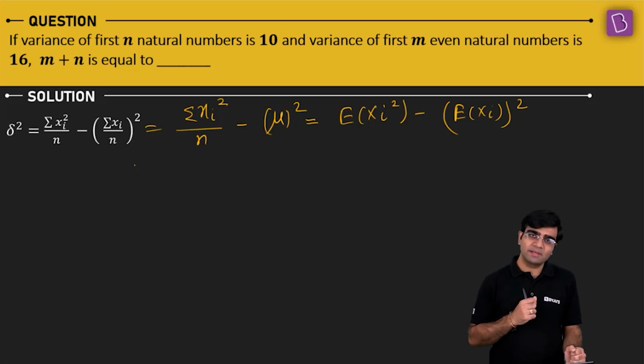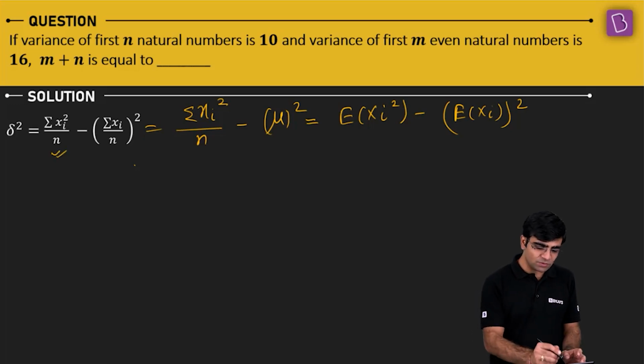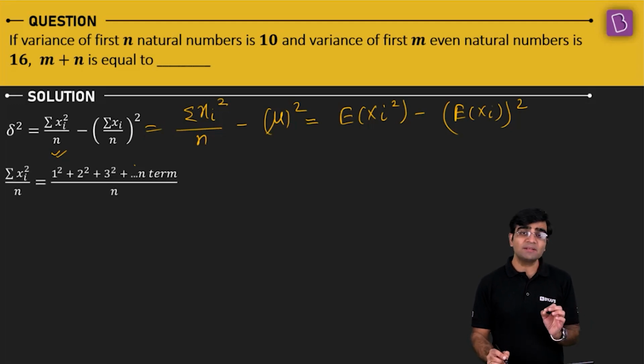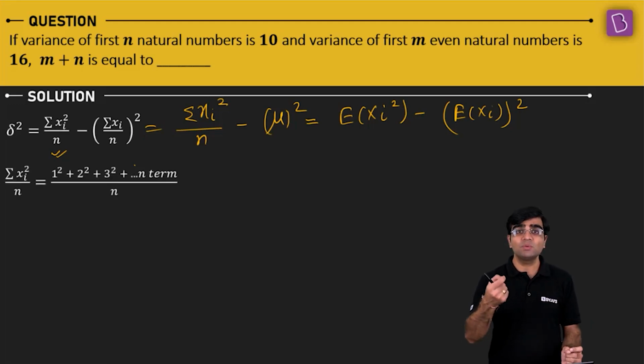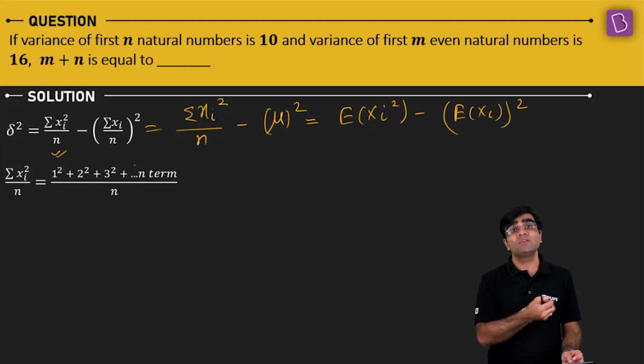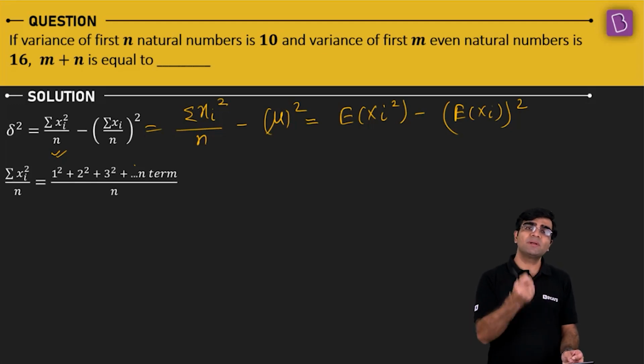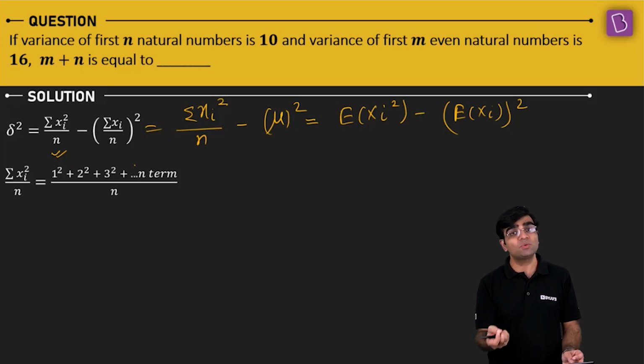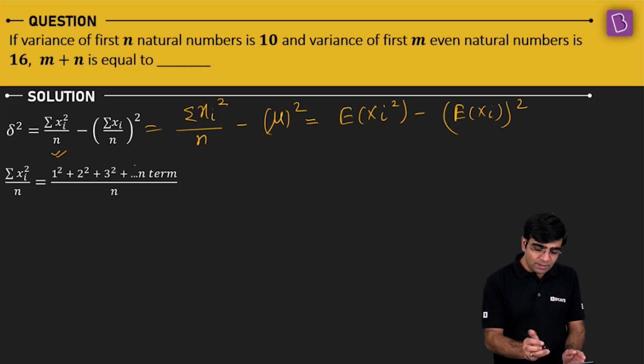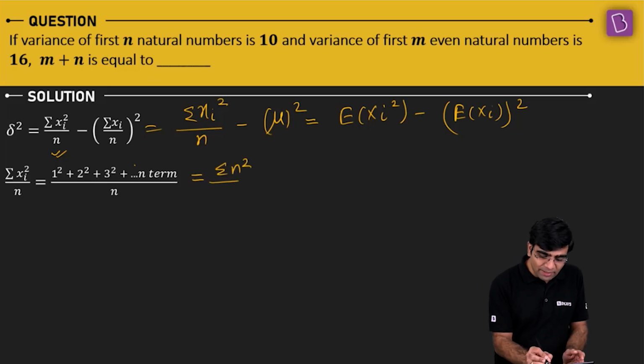Okay, so this is the case. I have to first go for sigma xi square by n, the first term. Sigma xi square by n is nothing but what? The individual observations are 1, 2, 3, the first n natural numbers. So their squares are 1 square, 2 square, 3 square. I want the average of them: 1 square plus 2 square plus 3 square, and so on till n square, divided by n, the total number of observations. So up to n terms, the numerator is sigma n square.